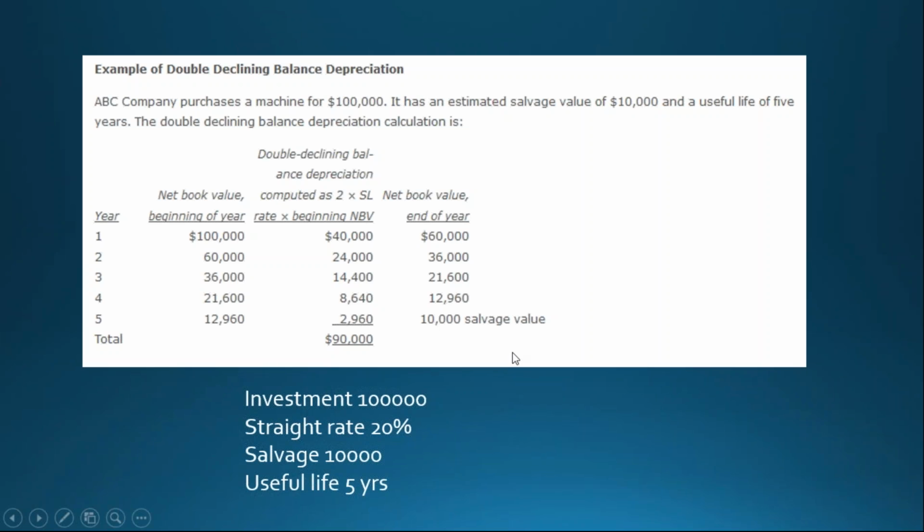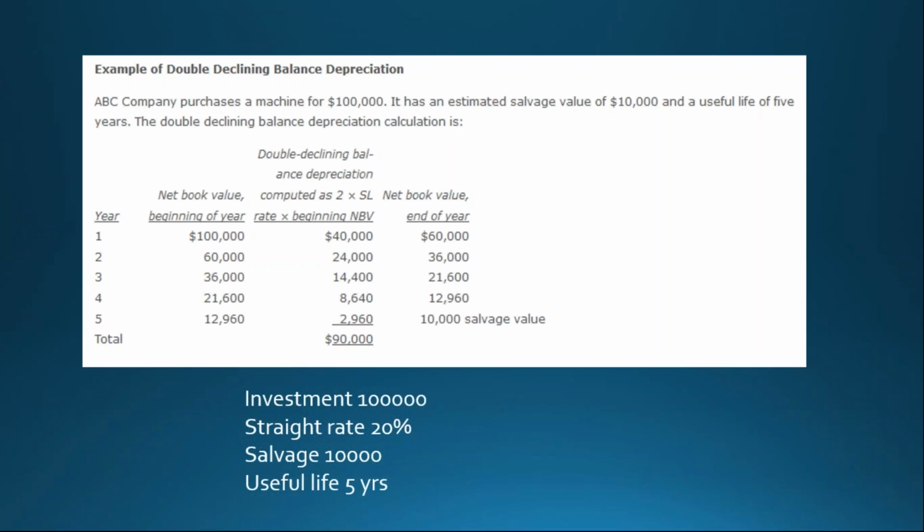And here, in double declining, as you can see, we're not going to take the 10 grand off the top. Read the question. ABC purchased a machine for $100,000. It has an estimated salvage value of $10,000 and a useful life of 5 years. So I'm taking this information out of the question so I can do the problem. The double declining depreciation calculation based on this is this: the entire investment goes to the top over the useful life. Same formula, the depreciation rate is 1 over the useful life.